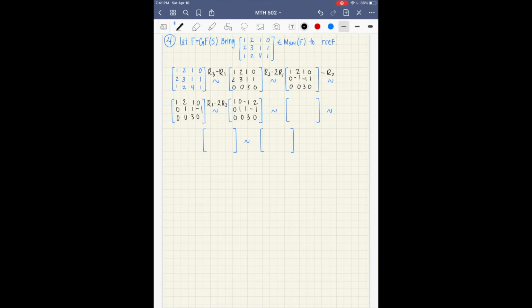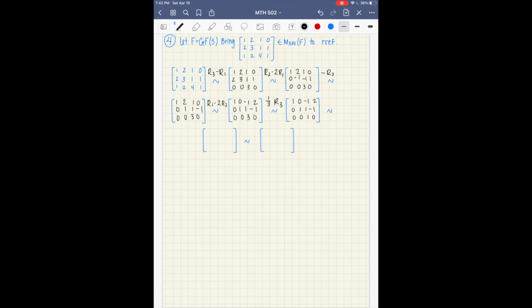So now we need to get our third pivot point. So we need to change that 3 to be a 1. So we're going to take that third row and take a third of it. So our first 2 rows stay the same. And now we have that 1.